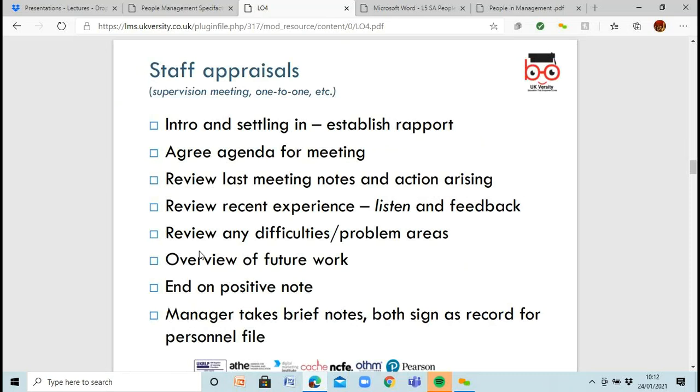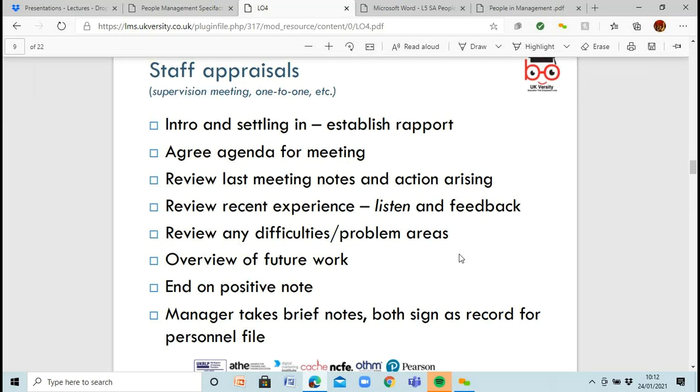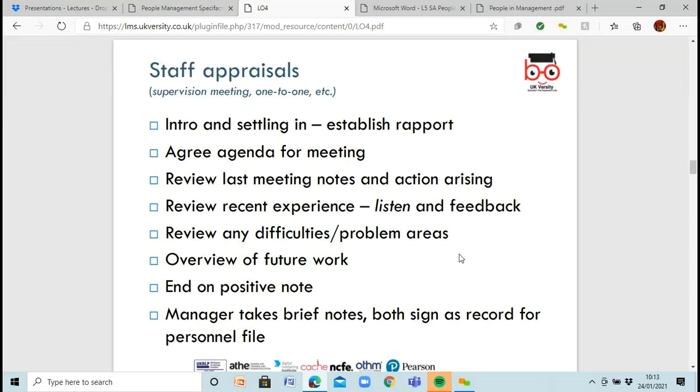And then we go into staff appraisals. These can happen in a number of ways: via supervision meetings, one-to-ones, via informal discussions or formal meetings. The basis of these are the following points. Introducing yourself and settling in, establishing a rapport. You're agreeing an agenda for the meeting. You're reviewing any last meeting notes and any actions that came from that. You're reviewing your recent experience, listening to what others have to say and also to the feedback.